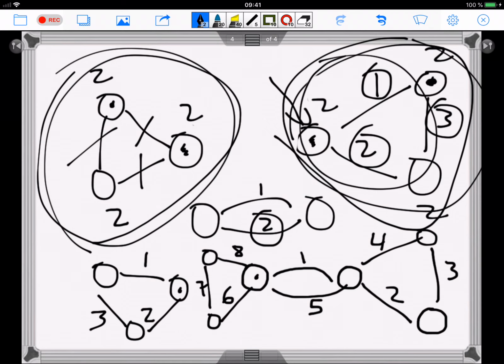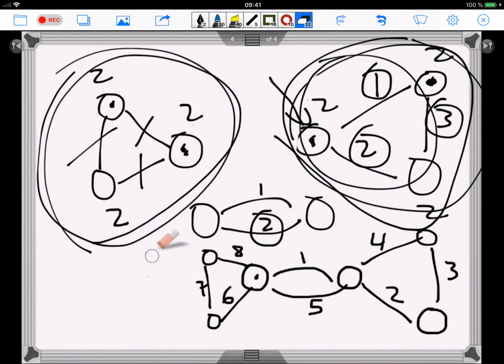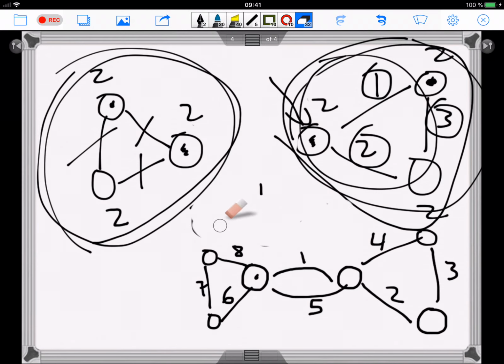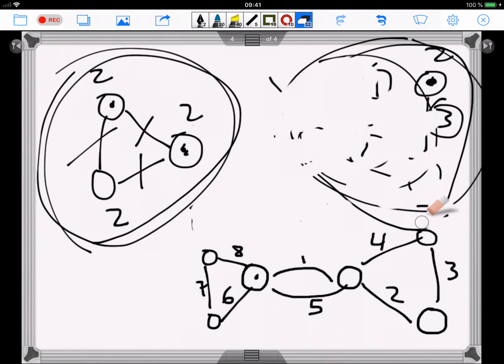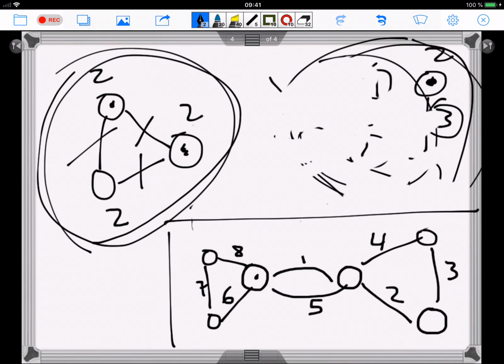Okay, so let me remove the intermediate steps. So this is the final solution with all the edges in the cycle. Okay, that's the idea.